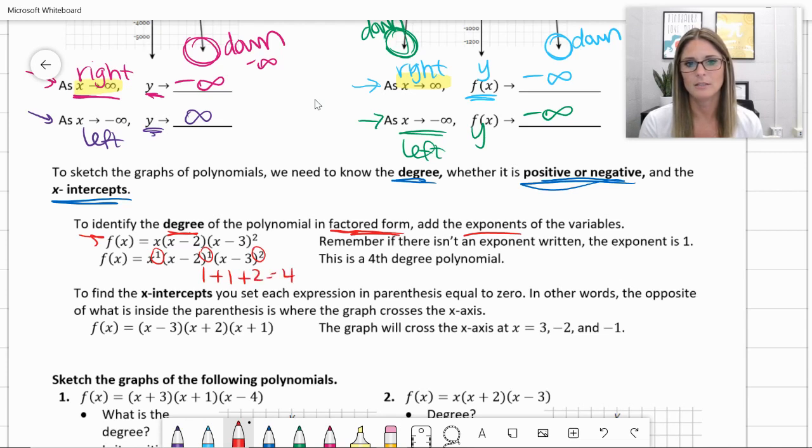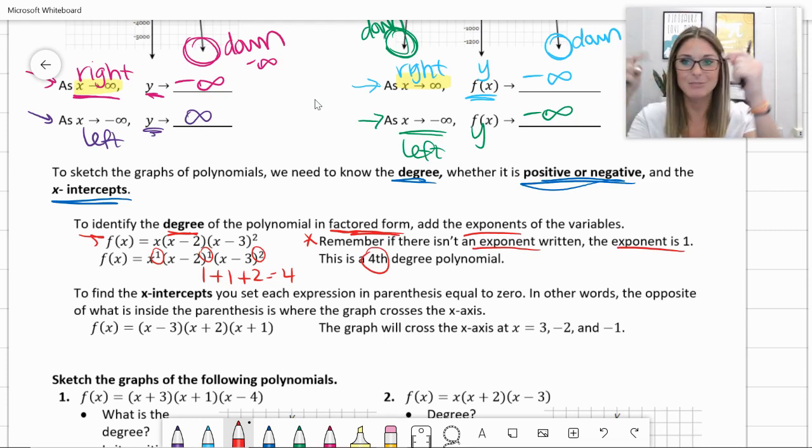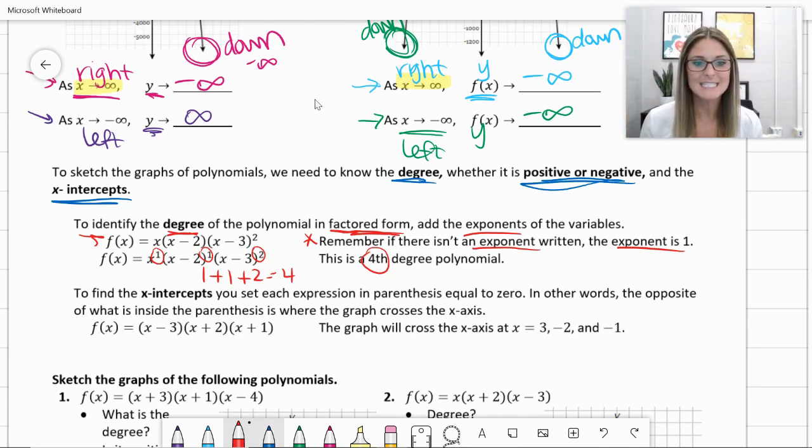That gives you 4. You even have a note here. Remember, if there isn't an exponent written, there's an understood 1, and we got a 4th degree polynomial, which is even, which tells me the arrows will go in the same direction when it's graphed. Yes? Yes.